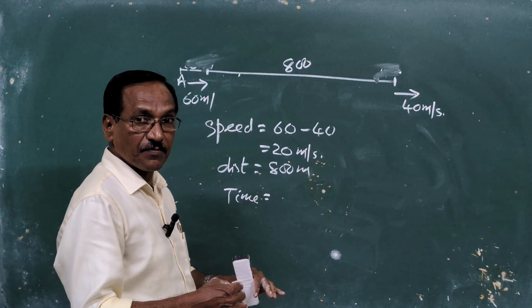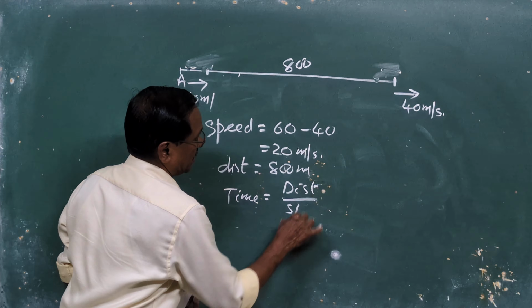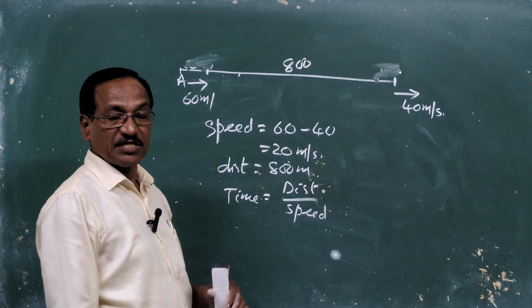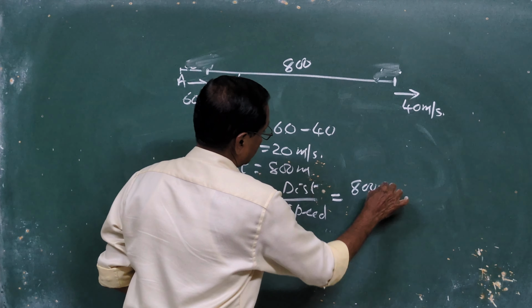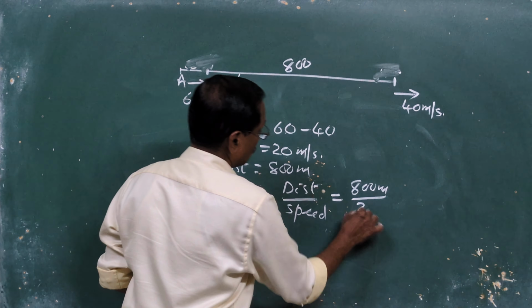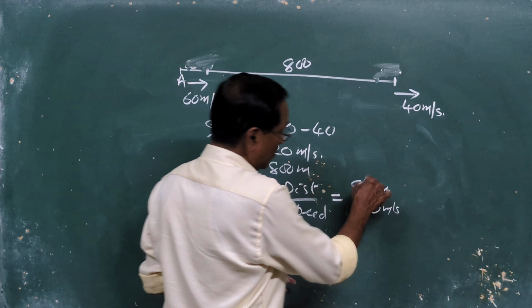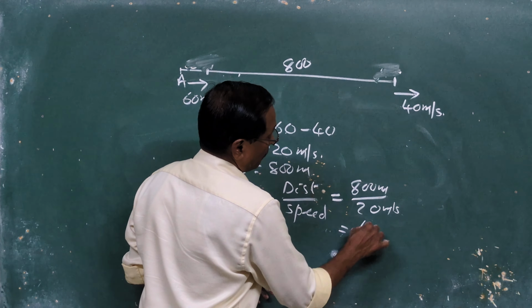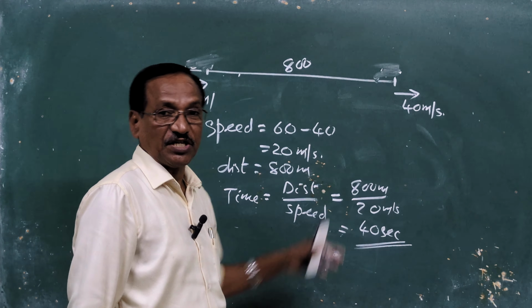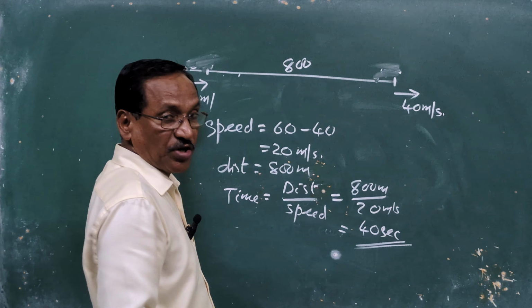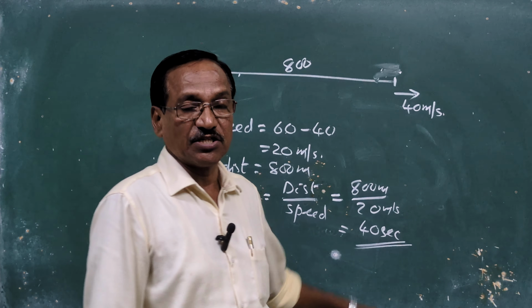Time is distance divided by speed. It is equal to distance, here 800 meters, divided by speed, 20 meters per second. Therefore, after cancellation, we get 40 seconds. After 40 seconds, the faster body will overtake the slower one. That is the answer to the question.